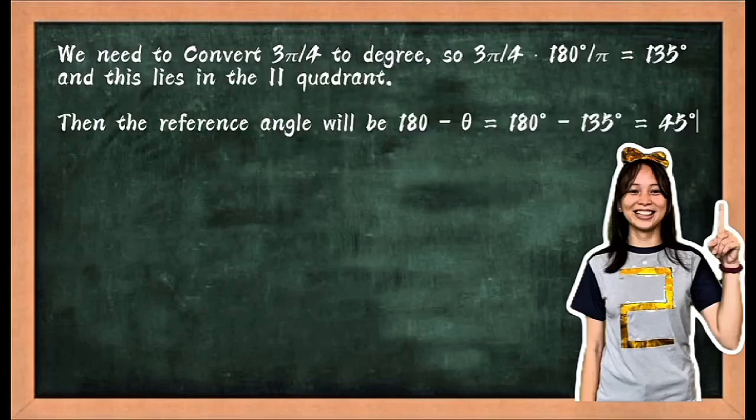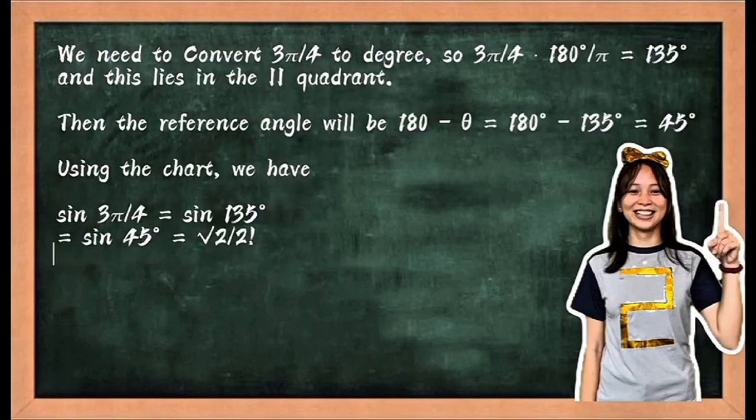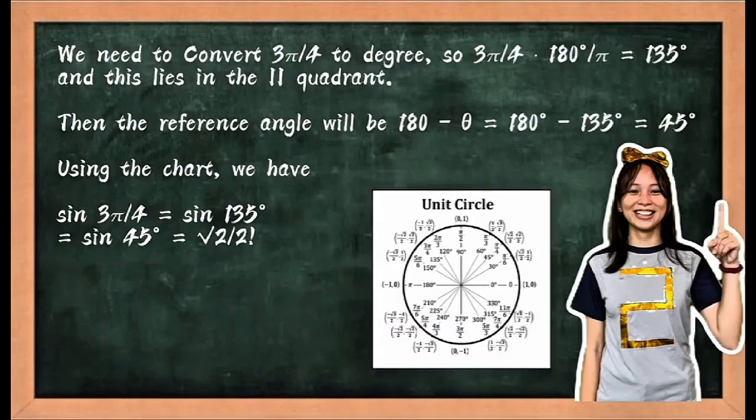So 3 pi over 4 multiplied by 180 degrees over pi equals 135 degrees. And this lies in the second quadrant. Then the reference angle will be 180 minus theta equals 180 degrees minus 135 degrees equals 45 degrees. Using the chart, we have sine 3 pi over 4 equals sine 135 degrees equals sine 45 degrees equals square root of 2 over 2.